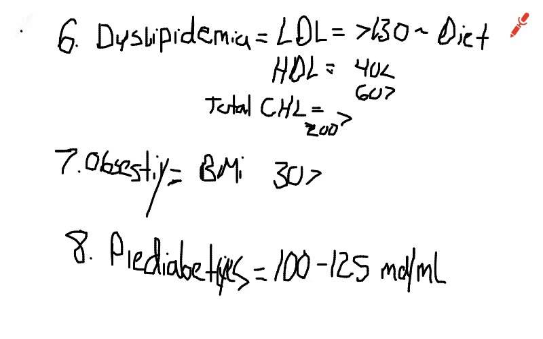That's a risk factor. Now, if it's above 126, that means you're diabetic. That is no longer a risk factor. That just means you're at high risk for cardiovascular disease. Now, these are the 8 risk factors. So we'll very quickly just list all 8 risk factors. You have age.